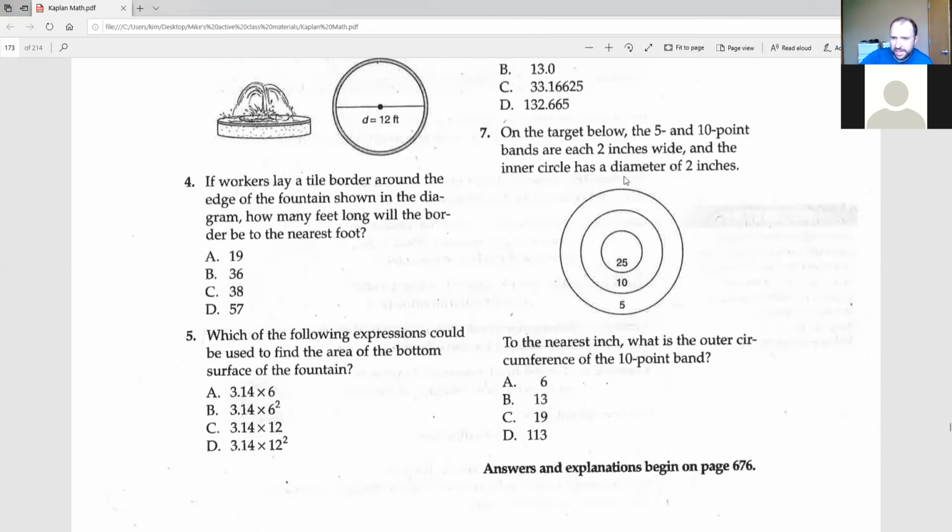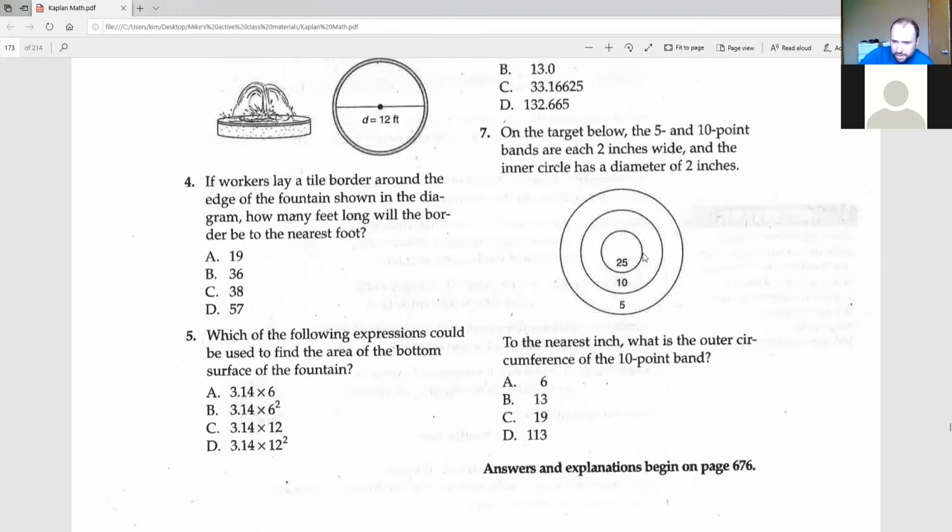So on this target down here, the 5 and 10 point bands, so in other words, these 2 outer bands are each 2 inches wide. That means from here to here is 2 inches, and from here to here is 2. Okay. Then it says that the inner circle, in other words, the 25 point circle, has a diameter of 2 inches, which means all the way across this is 2 inches. Now it's misleading because this looks bigger, but just go with it because that's what they tell us, right?